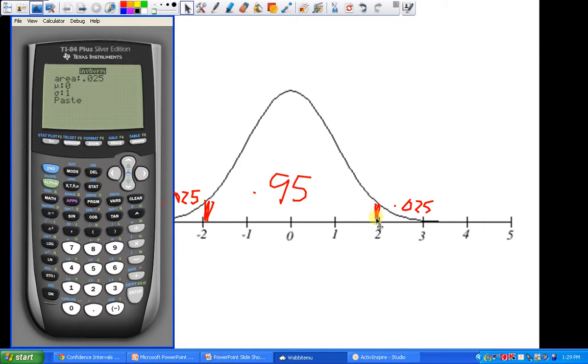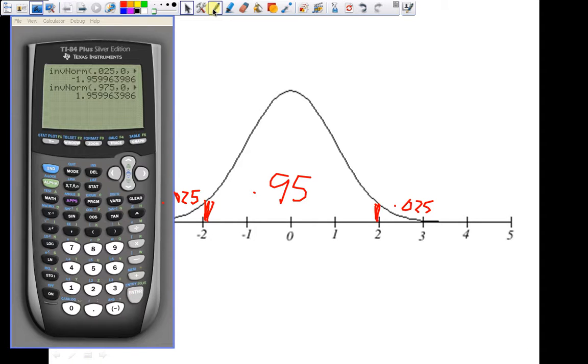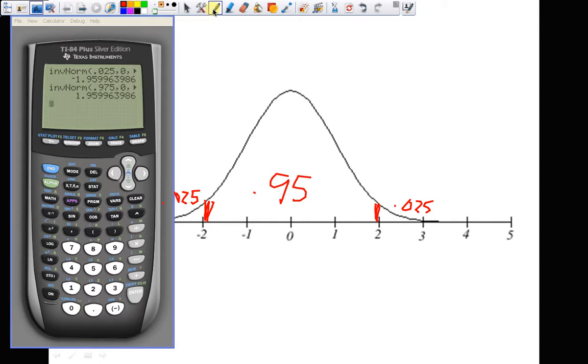I can also find this one. It's going to be the same thing, except positive. But what area is to the left? That'd be 0.975, the 95 plus the 0.025. So if I do inverse norm of 0.975, I get the same thing except positive. I'm not going to do the whole computations here, but just to understand where we get these.